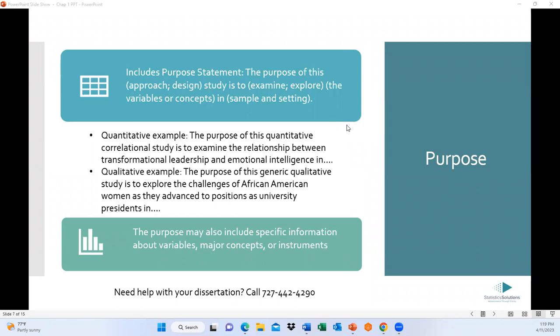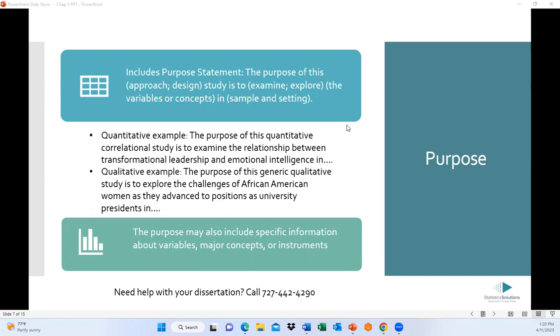As far as the verb goes, for quantitative studies, typically examine, investigate, something like that. For qualitative studies that are typically a little more exploratory, you might want to use the verb explore, but the verbs are not as important as the other parts. Let's take the qualitative example here. The purpose of this generic qualitative, again, approach, design, study is to explore the challenges of African-American women as they advance to positions as university presidents, in, again, whatever your sample and setting are. And that's the purpose statement. It really encapsulates what you're doing in your study.